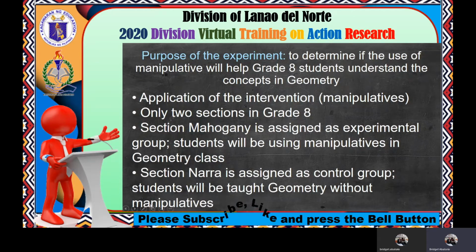Now, I want you to comment below what kind of experimental research design we are going to employ given this purpose of experiment. So I will give you 15 seconds.